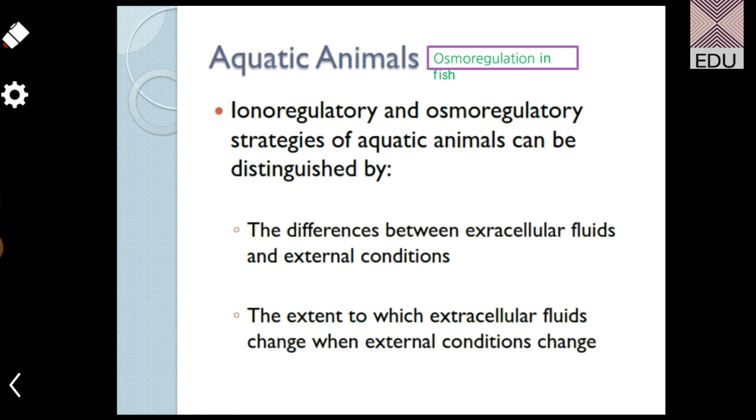Suppose in sponges, or coelenterates, we have extracellular fluid circulation, or intercellular fluid circulation. And what are the external conditions? The amount, or you can say the concentration, of the water which is present outside the animal. So these will give you a particular strategy for how you will go for the osmoregulatory process. Now the second thing is the extent to which the extracellular fluids change when the external conditions change. This is a very, very important thing.